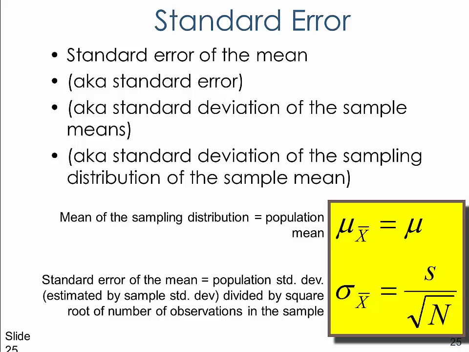A large standard error relative to the sample mean means there is a lot of variability between the means of different samples, and so the sample we have might not be a very accurate representation of the population. A small standard error means that the sample means are similar to the population mean, and our sample is likely to be a good representation of the population.